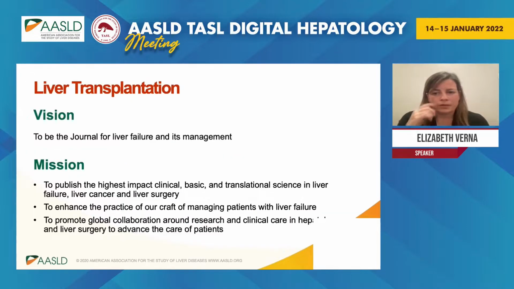So when selecting a target journal, there's a lot of helpful information on the journal's website, including not only the author guidelines, but also what really is this journal interested in? What is the vision of the journal? What is the mission? And does your work really fit with this?